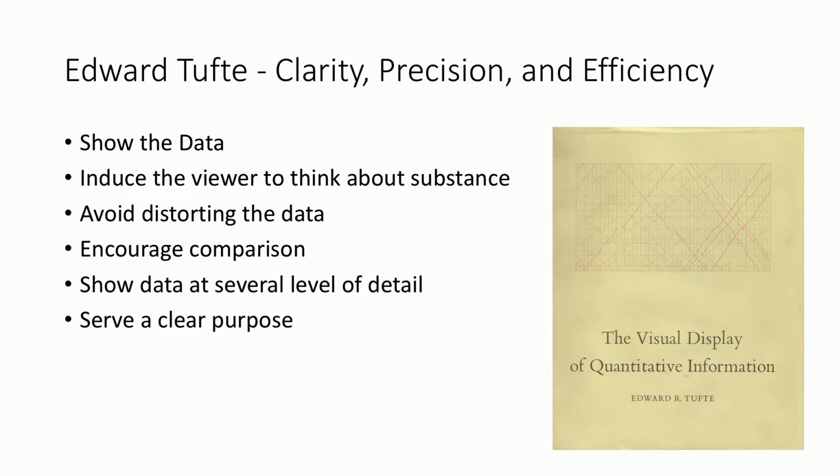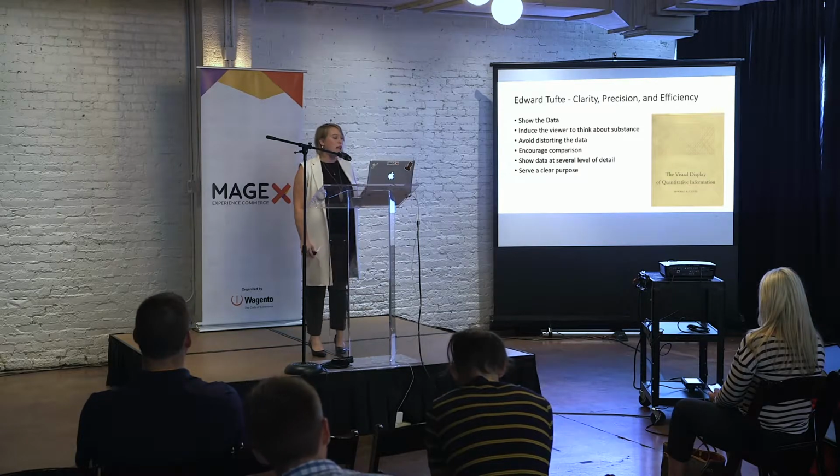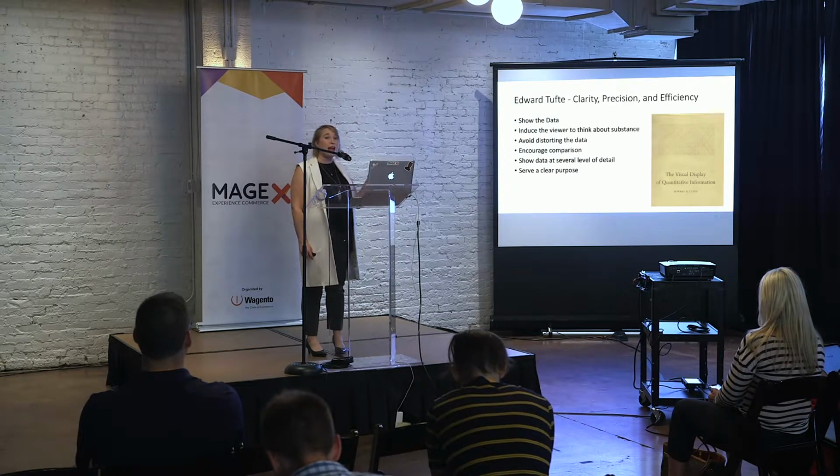The next is to induce the viewer to think about the substance. So you don't want them to think about the way you're presenting it. You don't want them to think about how you found it. They're supposed to think about the content that they're actually seeing represented there. Then you want to avoid distorting the data. So we'll talk a little bit more about this later, but there's ways that you can distort data to make people have different assumptions about what you're actually trying to tell them than what is accurate.